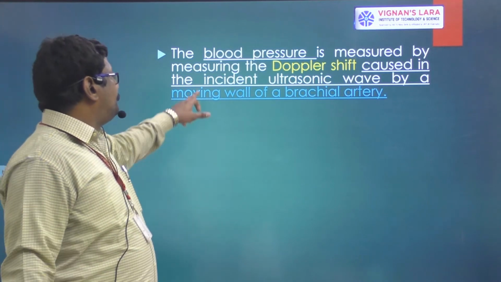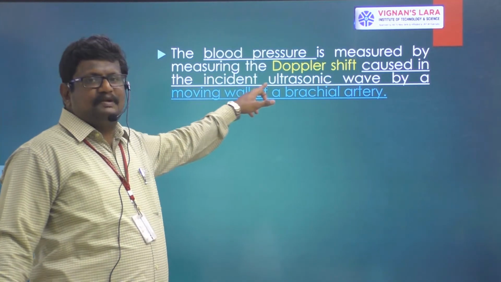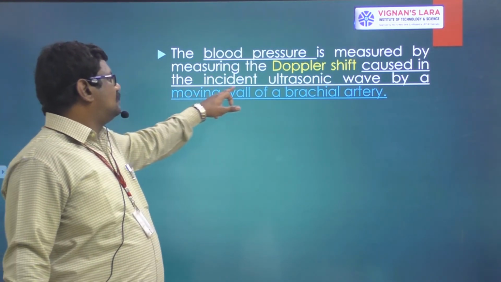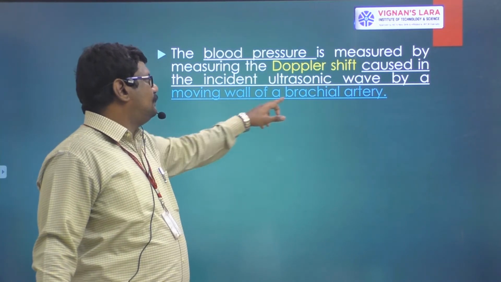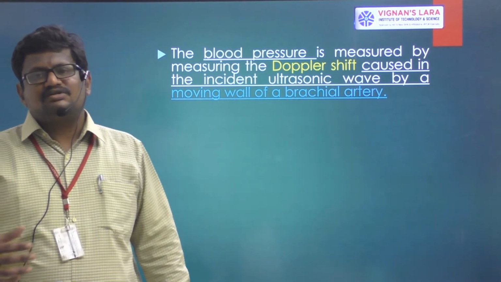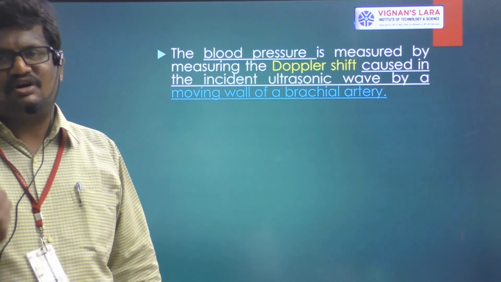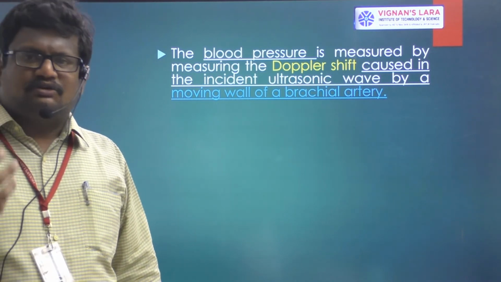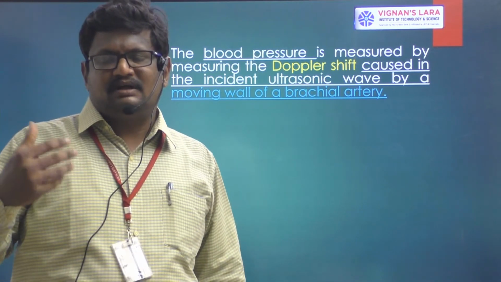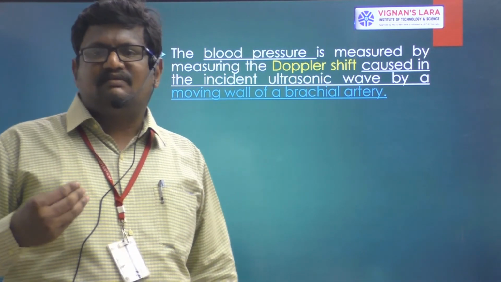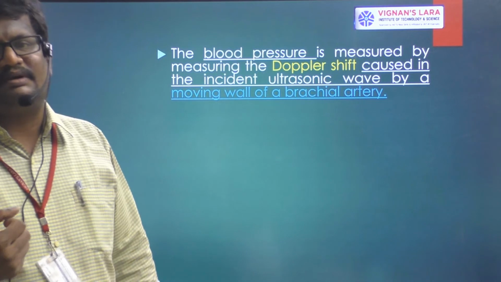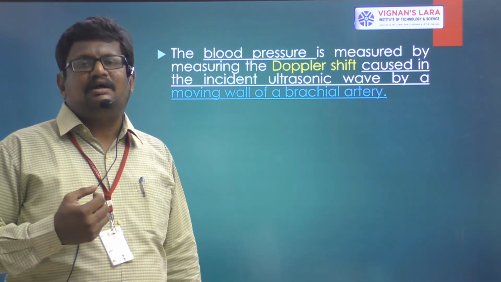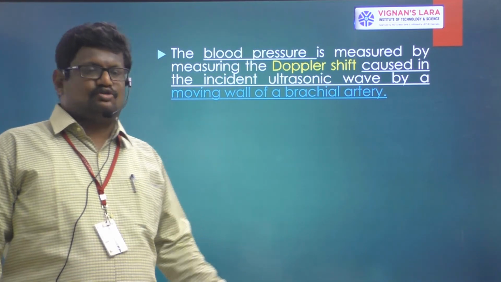Okay. The blood pressure is measured by measuring the Doppler shift caused in the incident ultrasound wave by the moving wall of the brachial artery. So when the Korotkoff sound starts to be heard, or when the blood starts to flow, the artery starts to contract and expand. So that sound is not what is picked up. The Doppler shift in frequency due to that arterial movement is being picked up, corresponding to the systolic pressure or diastolic pressure.